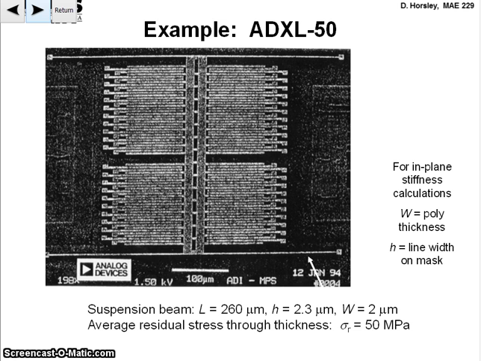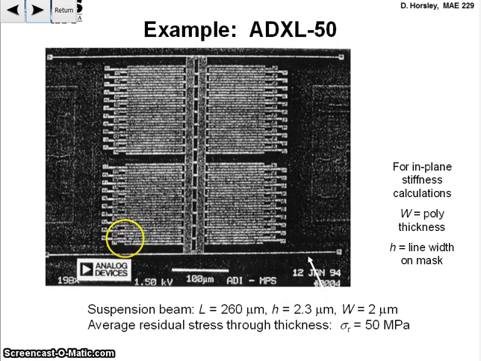So let's do an example. This is a relatively older accelerometer, from Analog Devices. You can see the label here. This is an SEM image of their accelerometer, an ADXL50. So this is a one-axis accelerometer. The 50 part, I don't remember whether this is a 5G or a 50G accelerometer. That's what the 50 stands for.